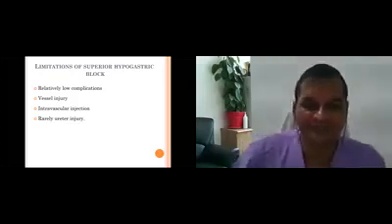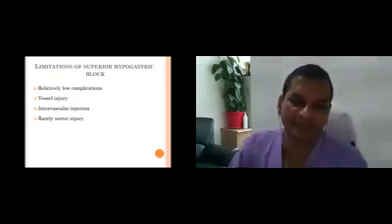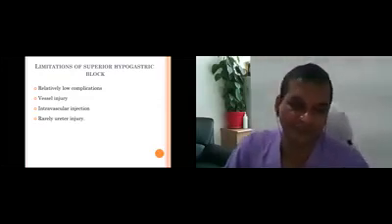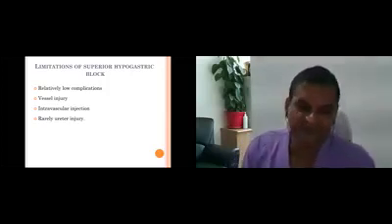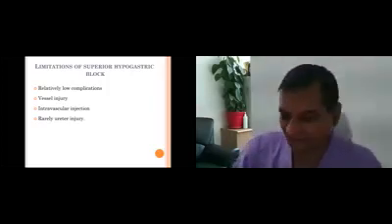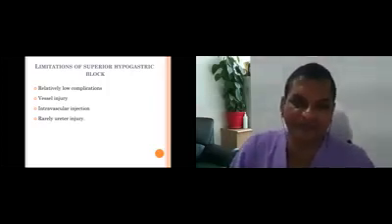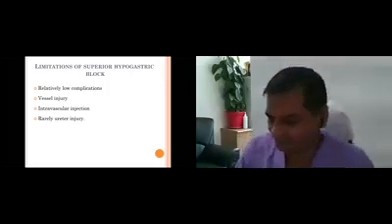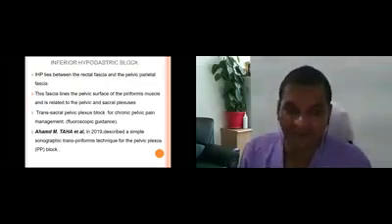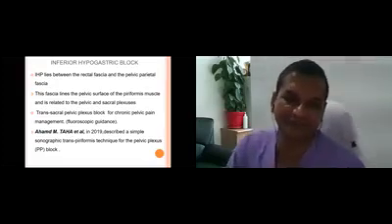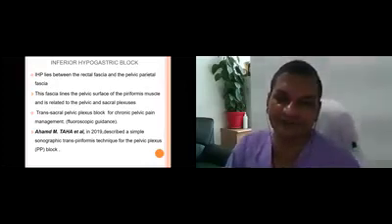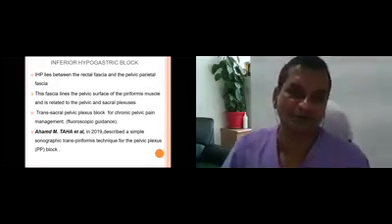And what are the limitations? The limitations are relatively low compliance, chances of vessel injury, more intravascular drug, and rarely ureter injury due to the proximity to the ureter. So generally we try to limit this procedure. Inferior hypogastric block is rarely used these days, but some physicians still try to block.